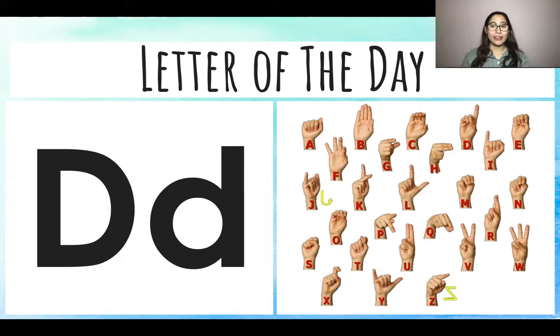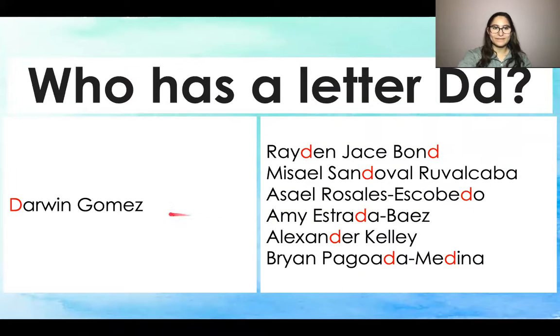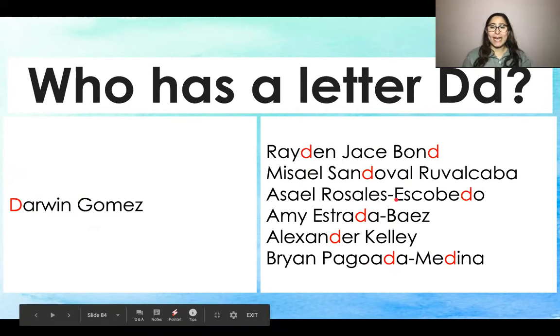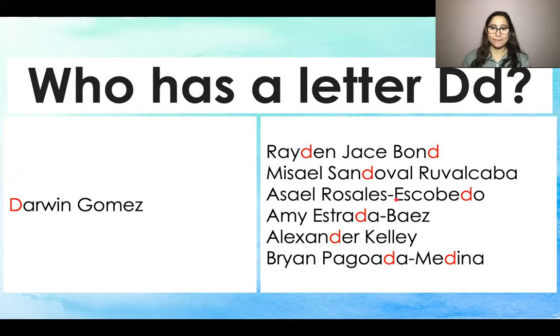Beautiful. Now think quietly. Do you have a letter D in your name? Do you have an uppercase D or a lowercase d? All right, let's see. Oh, it looks like Darwin has an uppercase D, a big D in his name, Darwin. I also see that all of these friends have a lowercase d, a little d, in parts of their name.